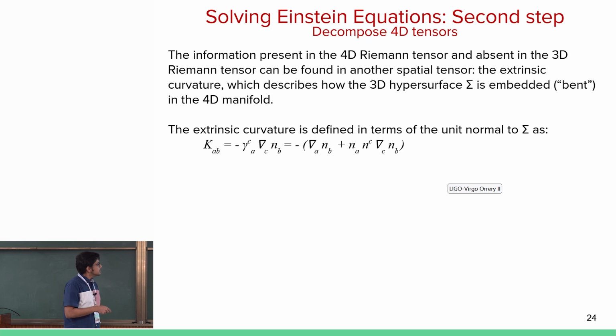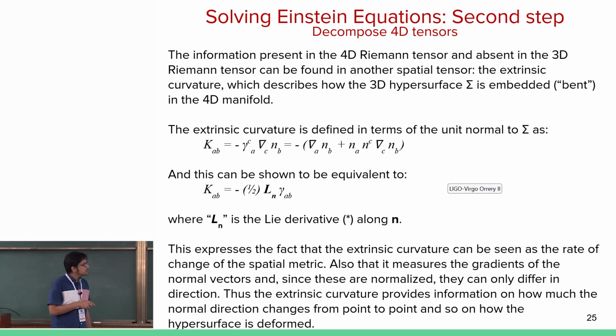Okay. So now, the information that is present in the 4-dimensional Riemann tensor, which gets removed once we get the spatially projected version of it, is actually the information contained in the quantity called the extrinsic curvature. So, extrinsic curvature can be defined as the spatial projection of the covariant derivative of the normal vector, right? And this is an important geometric concept.